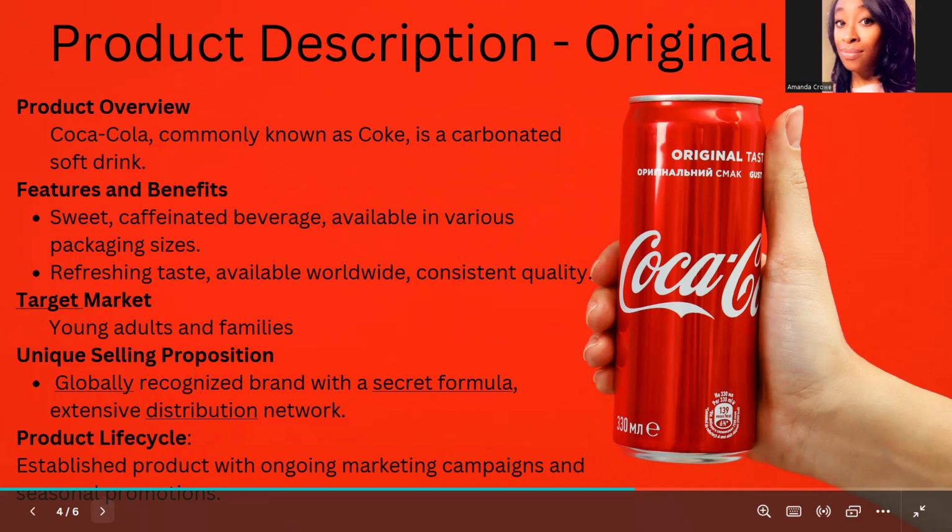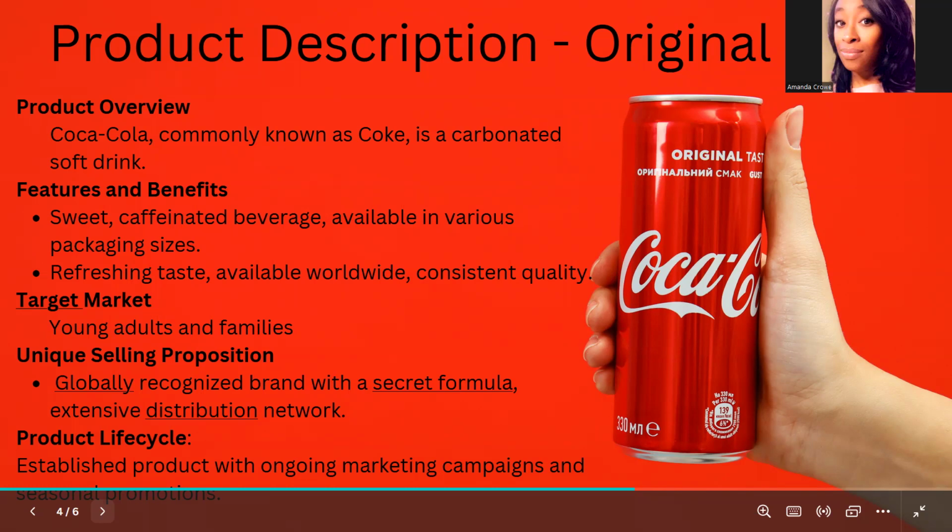So next we get into the features and benefits. Well, features include that it is sweet, okay? It's a caffeinated beverage. It's available in various packaging sizes. If I were writing further, I might go into the different packaging sizes that are available. And then we get to benefits. It has a refreshing taste. It's available worldwide. It has consistent quality, okay? Really romanticize those benefits, right?